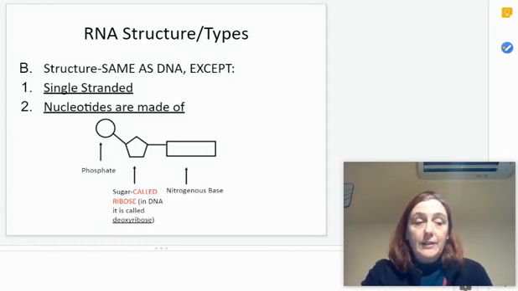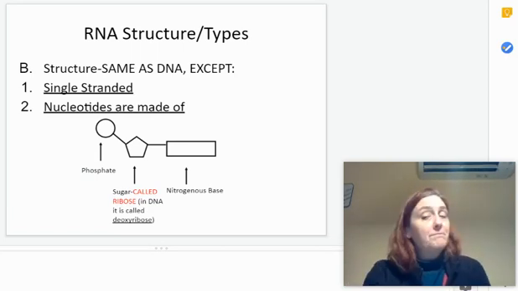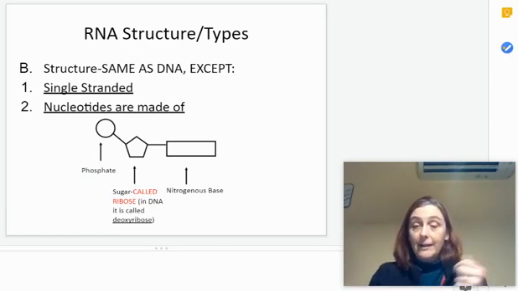And then there's a third difference. If you'll recall, there are four bases in DNA. There are also four bases in RNA. So an entire strand of RNA is only made up of a combination of those four bases.